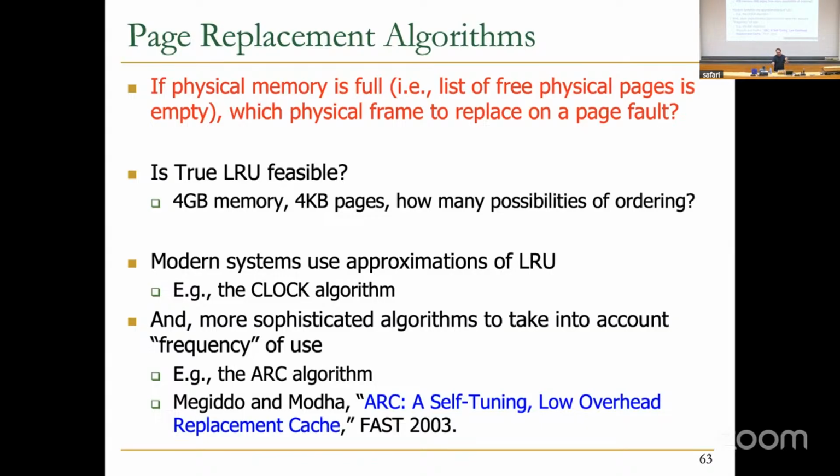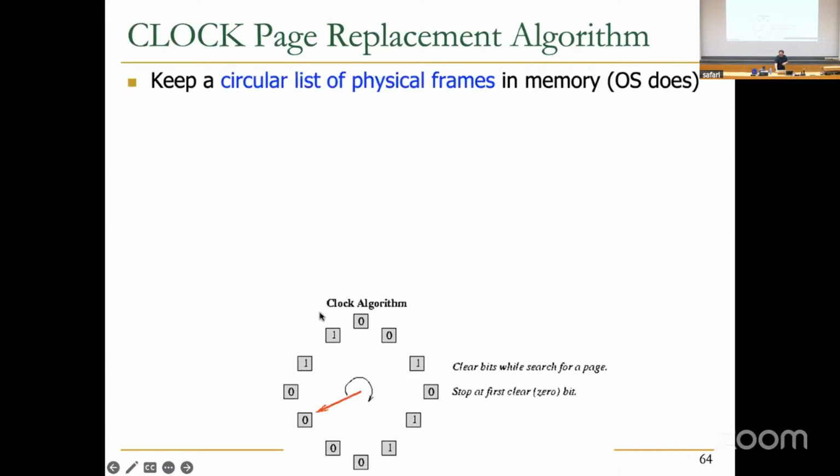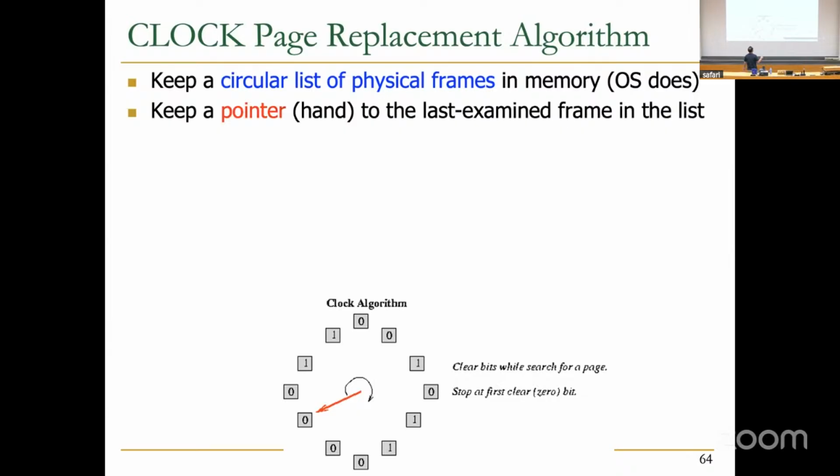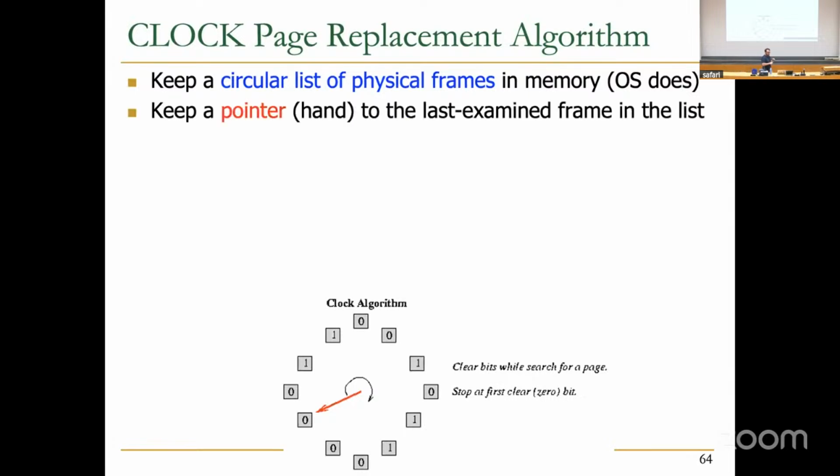But one of these approximations is called the clock algorithm, which I'm going to discuss quickly. The clock algorithm works in the following way. We keep a circular list of the physical frames in the memory. As you can see, for each physical frame, we keep 1 bit. So for each page in the physical memory, we keep 1 bit. And what we do is the following. We keep a pointer to the last examined frame in the list.